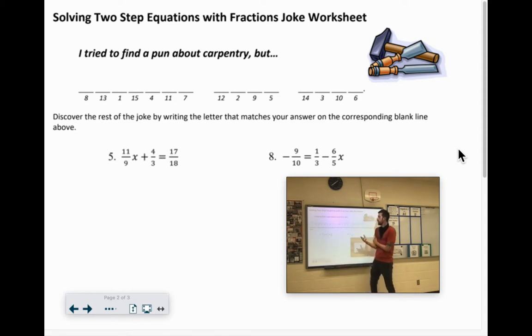So look at number 5. Your denominators are 9, 3, and 18. What number can all of those go into? They can all go into 18. So that's what we're going to multiply the whole equation by.